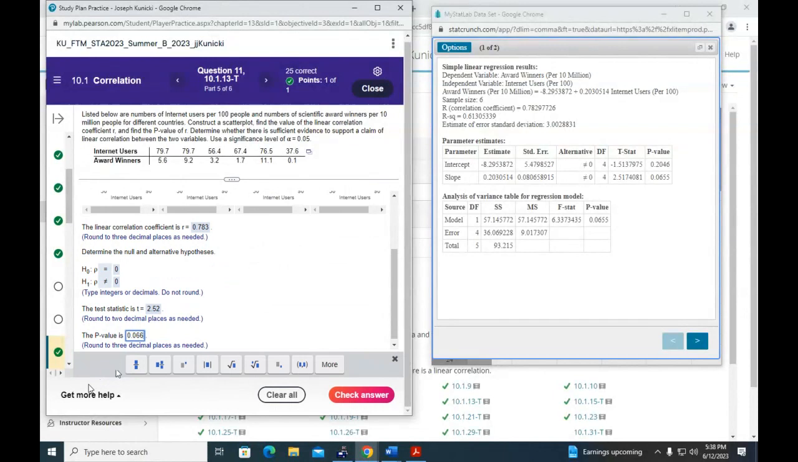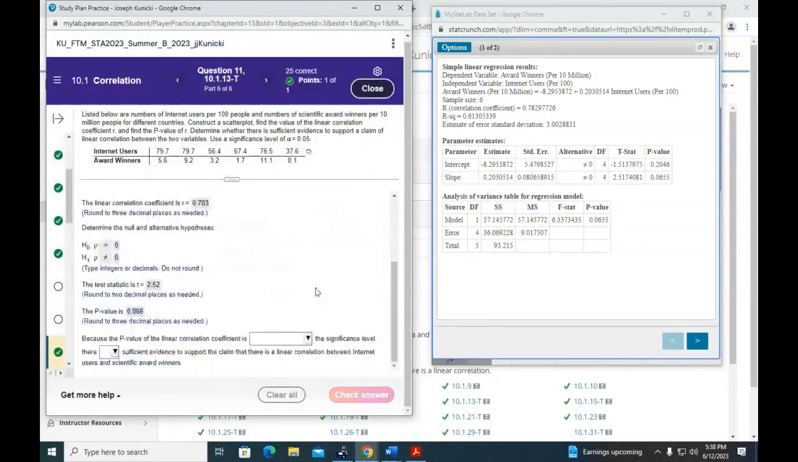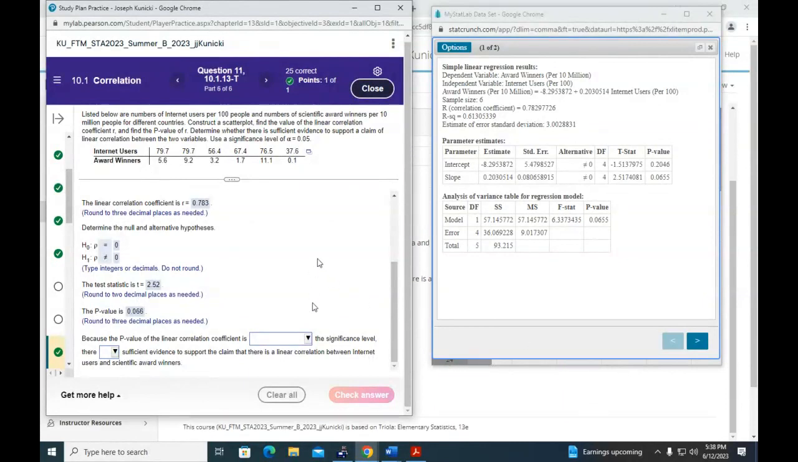Why are you only using the slope value? They give you the intercept, but it doesn't mean anything. The slope is what's related to R. So for the p-value you use the bottom one. And notice that the p-value is greater than what? 6.6% is greater than 5%. So the p-value is greater than the significance level.